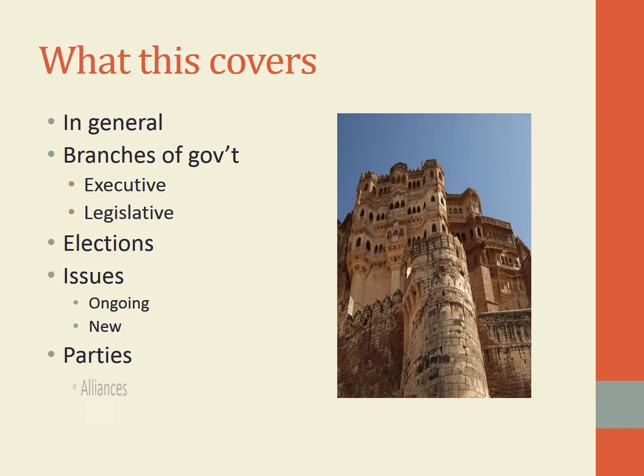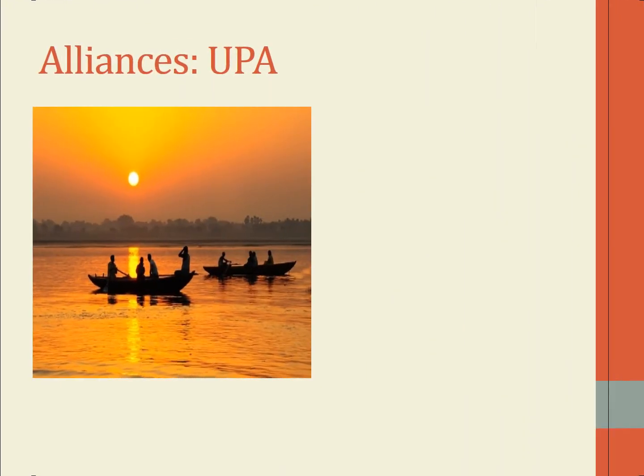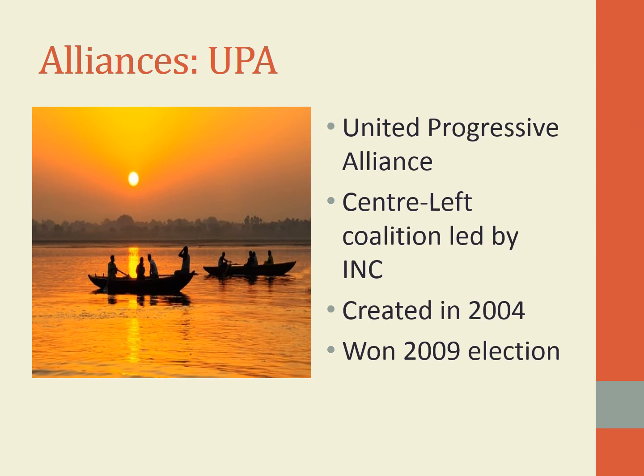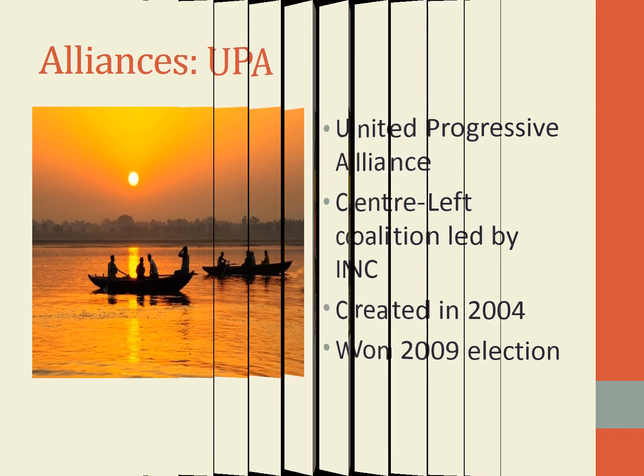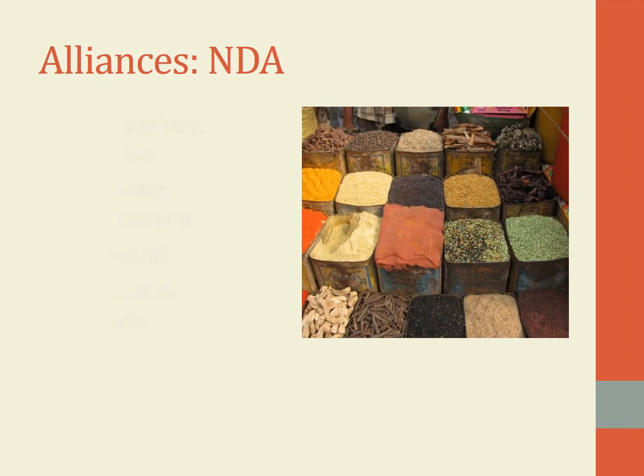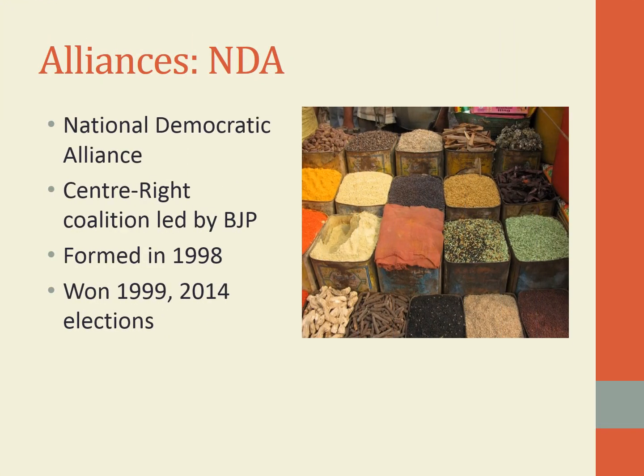We can now look at electoral alliances in India. The first alliance is the United Progressive Alliance. It is a center-left coalition led by the Indian National Congress. It was created in 2004 and won the 2009 election. The second great alliance is the National Democratic Alliance. It is a center-right coalition led by the BJP. It was formed in 1998 and won the 1999 and 2014 elections.